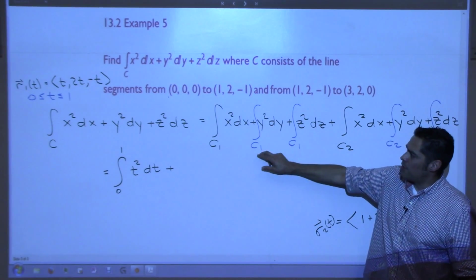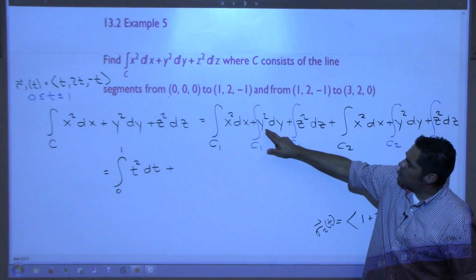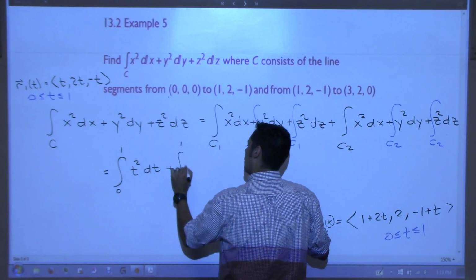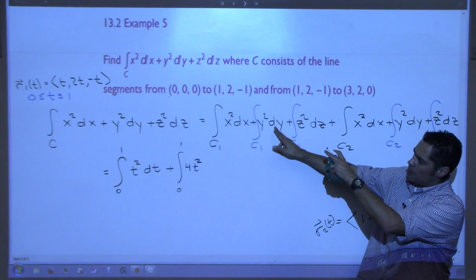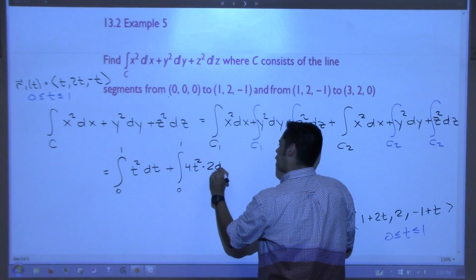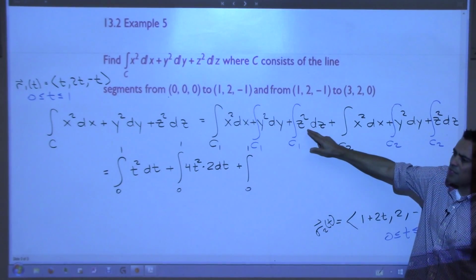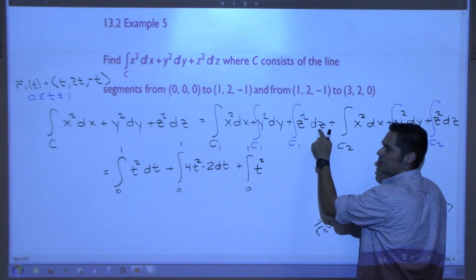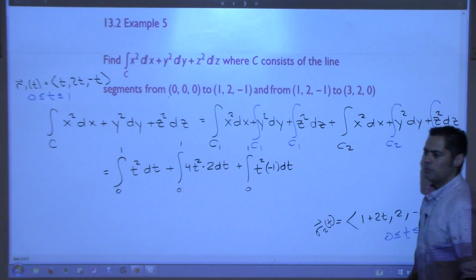What's my next one? Still looking over C1. What's the y squared? It's 4t squared, so I'm squaring 2t. So integral 0 to 1, 4t squared. But then dy, what's the derivative of the y component function? 2dt, so I'll put here 2dt. Plus integral 0 to 1 again. Last one, z squared. Negative t times negative t is t squared. And then what's dz? What's the derivative of z? Negative 1 dt. Follow?